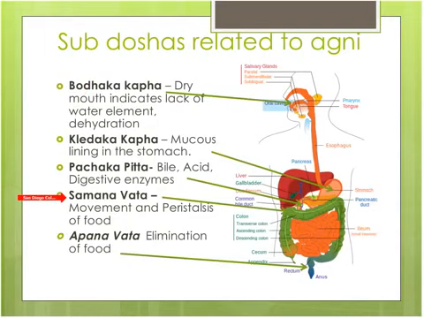Now let's talk about Samanavata. Samanavata, for the purpose of learning, we say that it moves the food, but what is it exactly doing? As soon as the food is in the stomach, the food starts getting mixed up, which is Samanavata, and then it's pushed into the intestines, which is also Samanavata. But once it's pushed into the intestines, it is the Apanavata that is pushing the food down here.